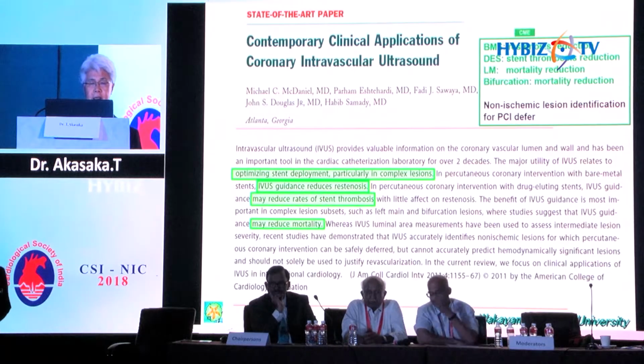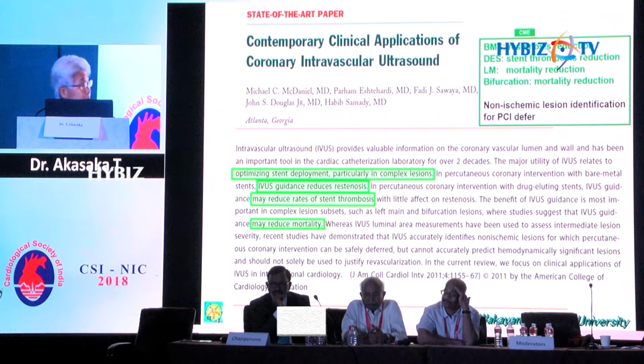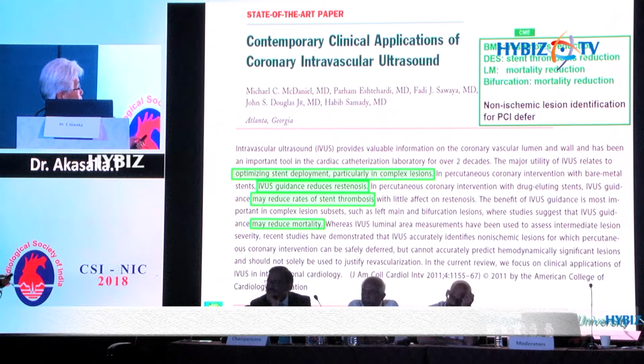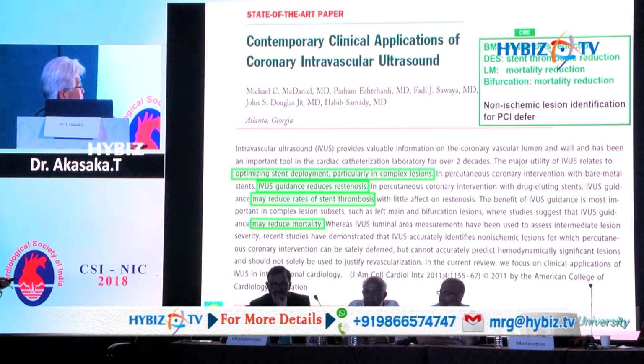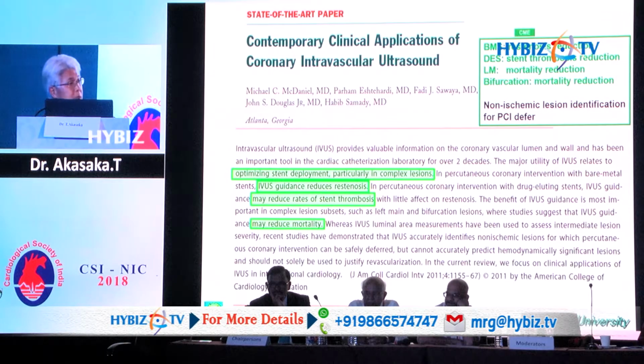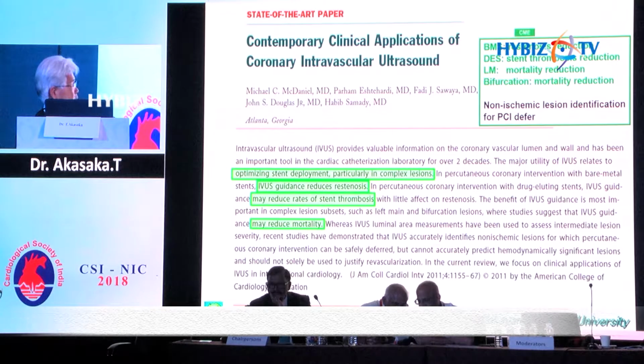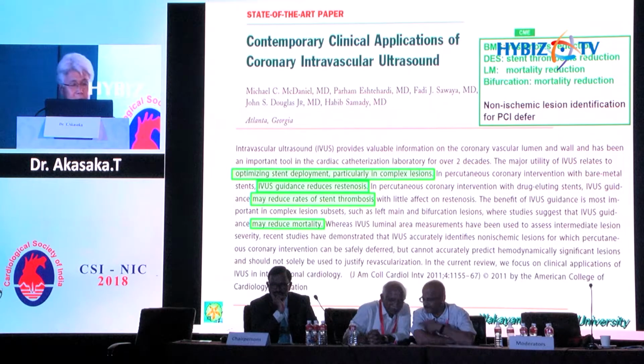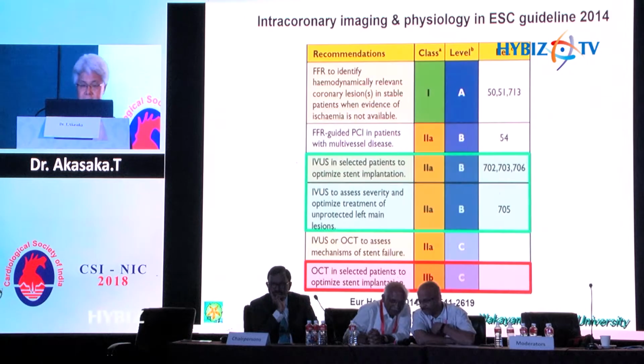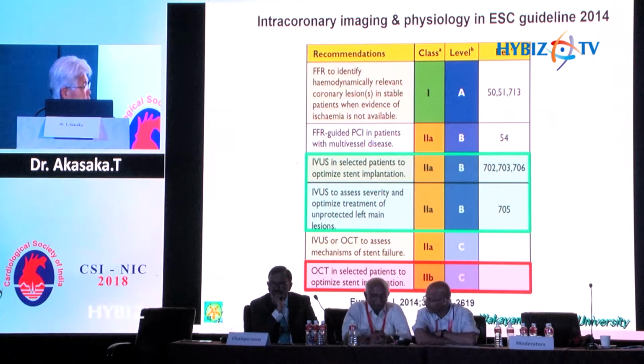And then this is a state-of-the-art paper in the expert review, right? If you use an IVUS, stent deployment is very easy, especially in complex lesions, and we may reduce the stenosis and stent thrombosis and reduce the mortality if you use IVUS with angio guidance. Therefore, the guideline in ESC demonstrates a 2A recommendation. However, the OCT is still 2B.